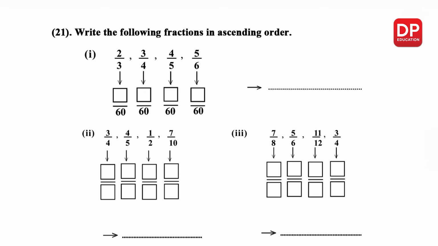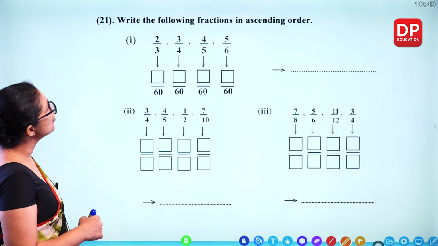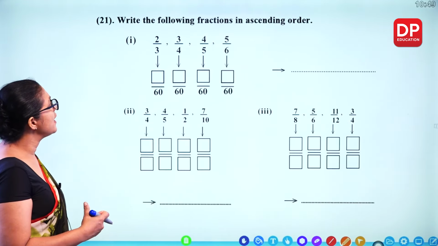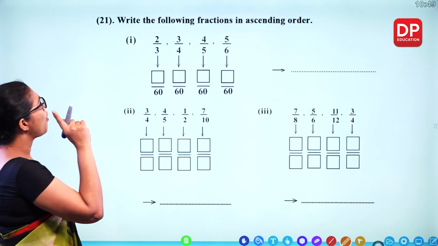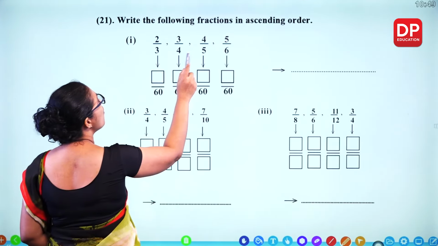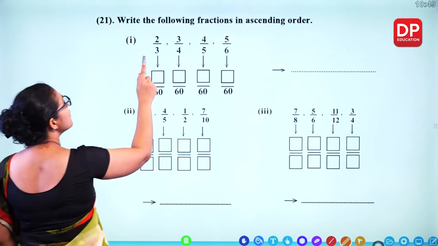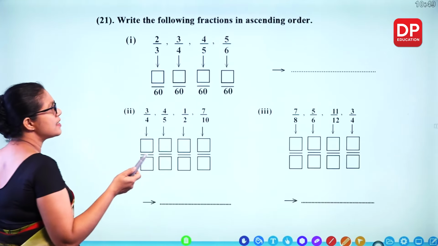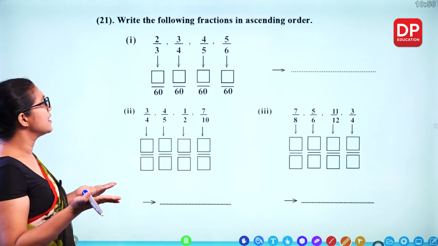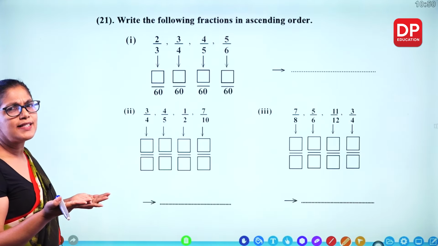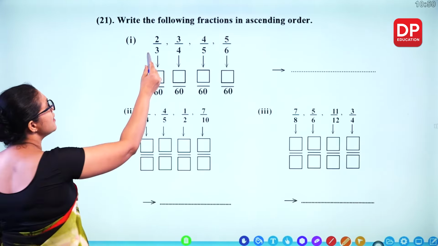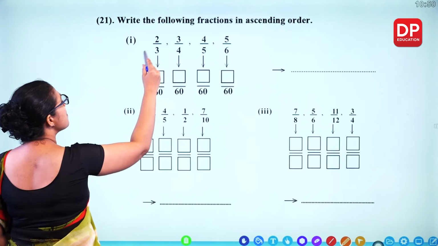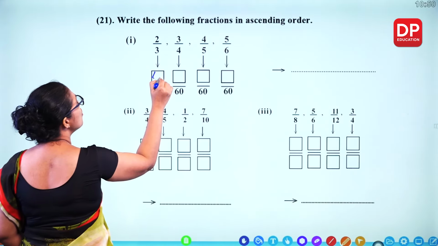Write the following fractions in ascending order. So what do you do? You convert to the same denominator, a common denominator. So you have to identify the common denominator of 3, 4, 5, 6. 3, 4 we know that's 12. 5, 6 that's 30. 12 and 30, so the common one is 60. That's why we can convert all these fractions to the denominator 60. So that means multiply by 20. So 20 times 2, you get 40.